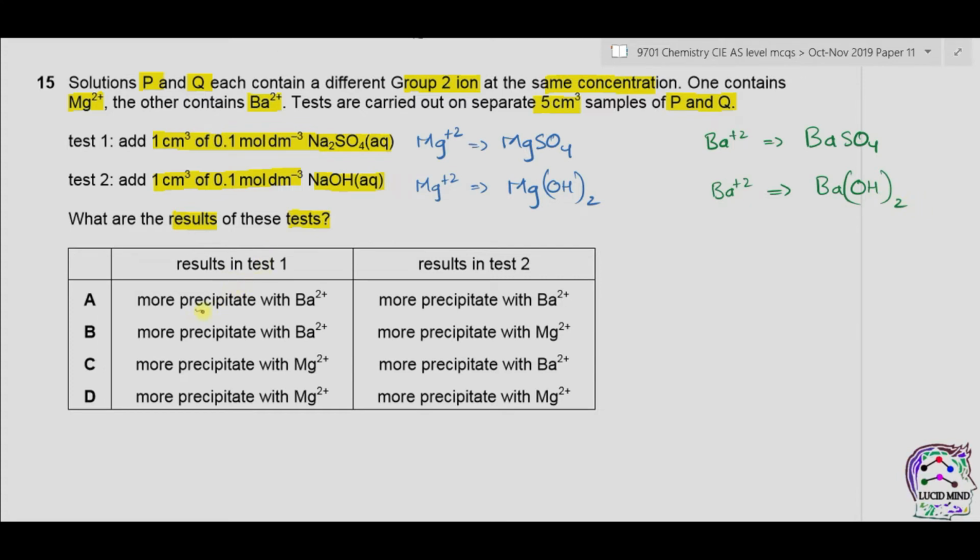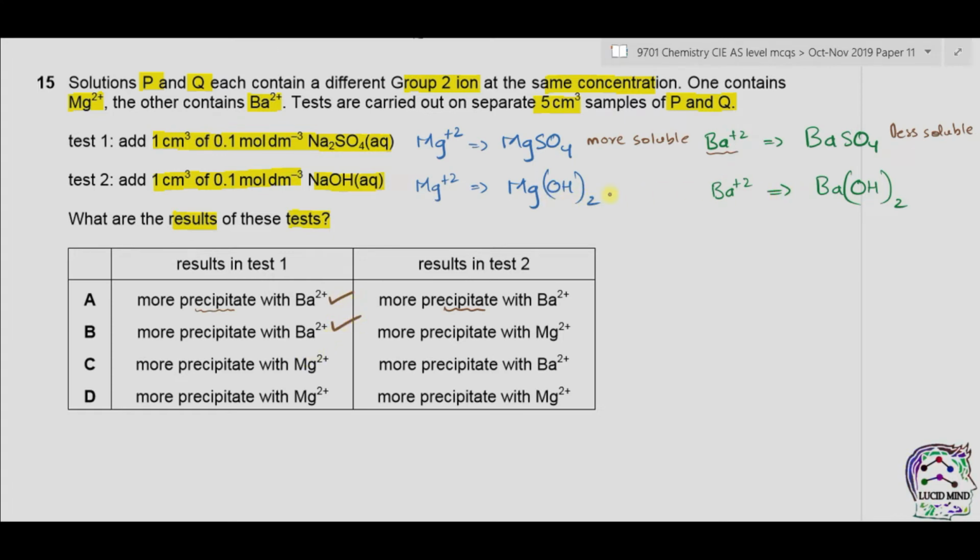As in the results, we have to find out the precipitation, so let's find out which is more soluble among sulfates and among hydroxides. Now we know that group 2 sulfates become less soluble moving down in the group, so magnesium sulfate is more soluble and barium sulfate is less soluble. So more precipitate will be formed with barium plus 2 in test 1. So option A and B could be correct.